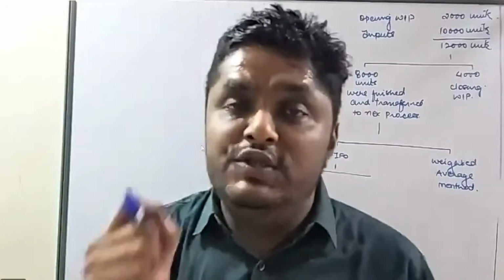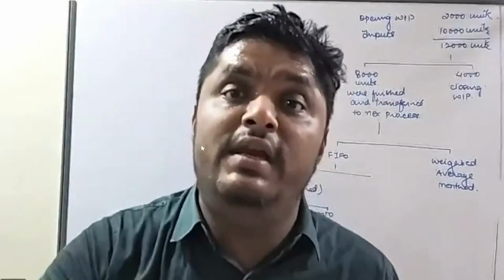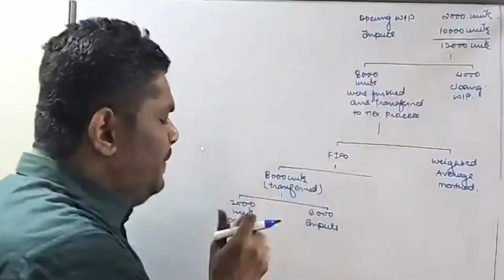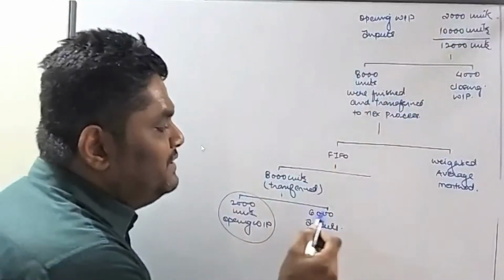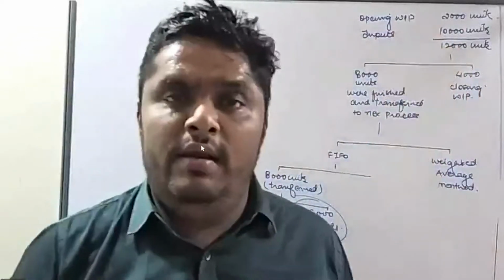I repeat again, these 8,000 units we have transferred, the name itself says first in, first out. So these 8,000 units will be from which? 2,000 will be from opening work in progress, and the 6,000 will be from where? The inputs that are made during the year.